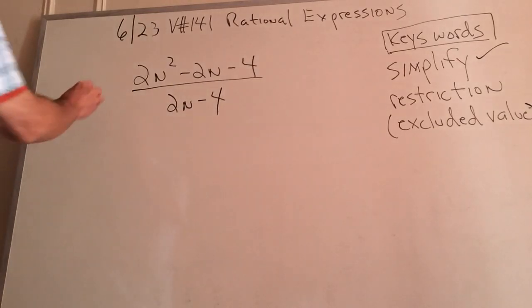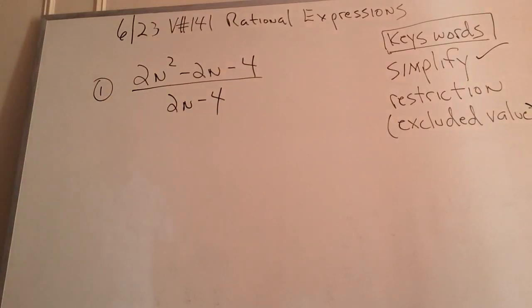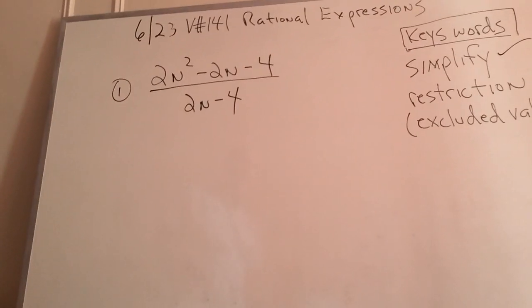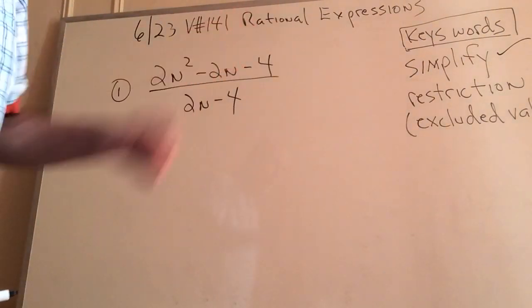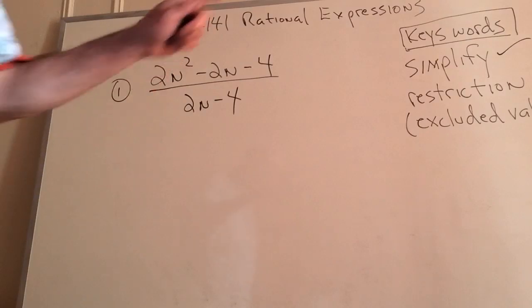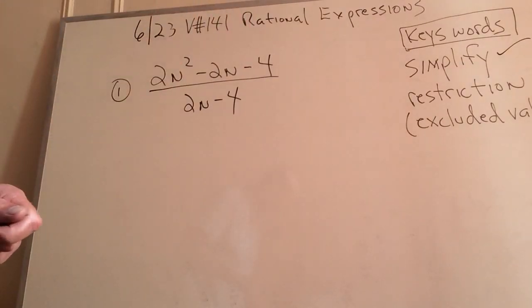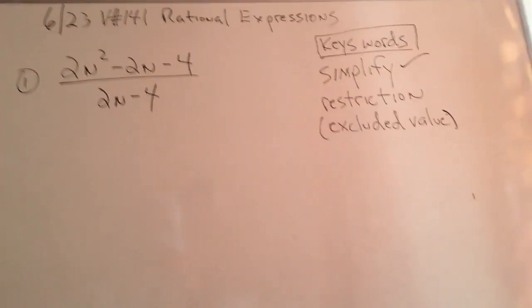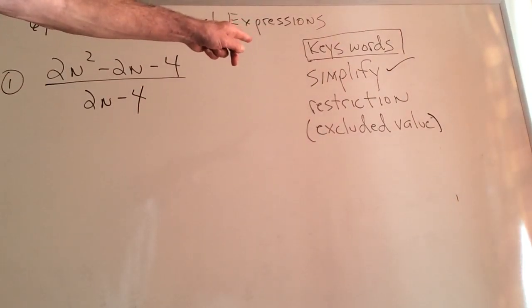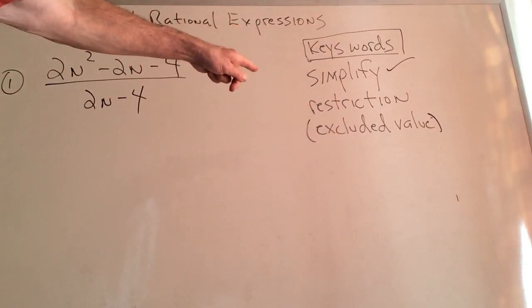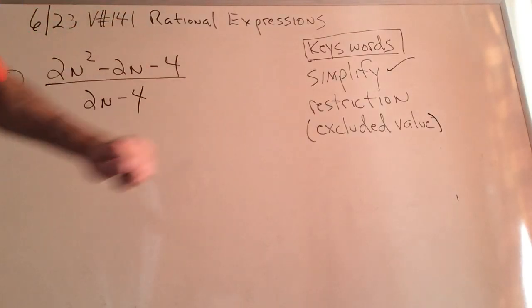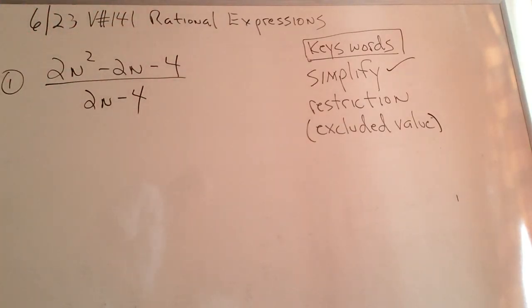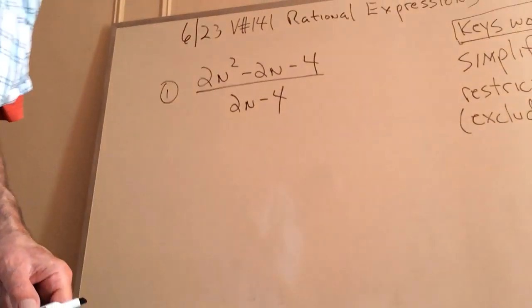And I'm going to call this step 1, and we look at this, and our objective here, and we'll always be doing the same thing, is to simplify if possible, find restrictions if they exist, and if the restriction exists, they want you to state the excluded value or values. So that's all I'm going to do here.